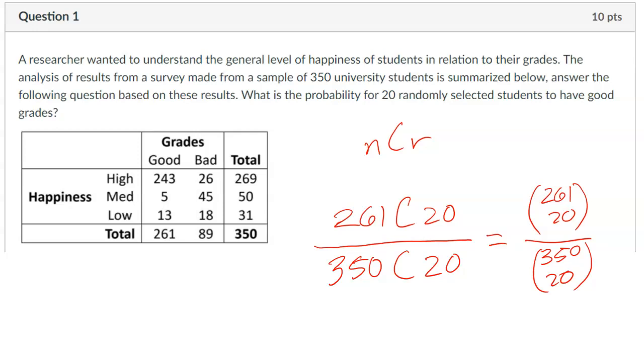And the answer to this, after putting it in the calculator, will be 0.0023. So this will be the answer to this question. Excellent.